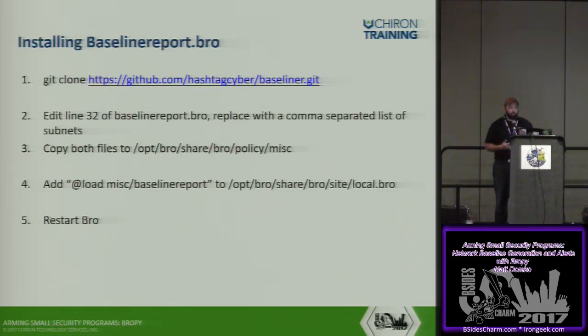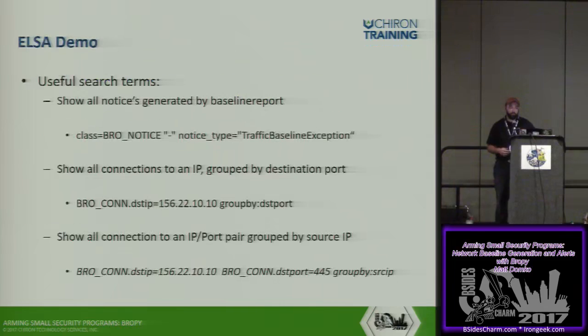As far as installing it goes, super simple. You download the script, edit a line that tells it what subnet you want to protect, because you obviously don't want to check every single packet that goes across the network, just the hosts that you want to baseline, right? So you do that, you copy it to wherever your scripts go, you edit local.bro to call baseline report, and restart Bro. That's it. Except we don't have a baseline.